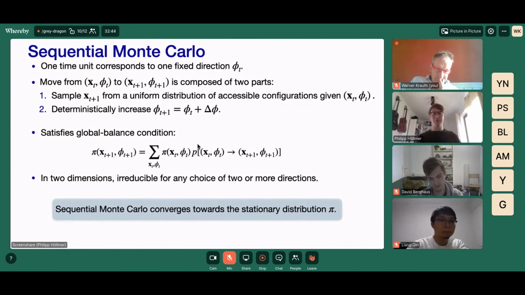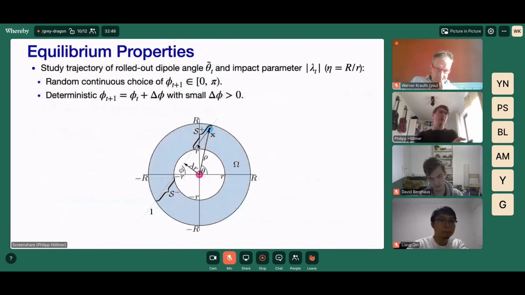So now that we have defined our scheme in which we can study the trajectories, we can look at some equilibrium properties. And as I already said, we are interested in the rotational dynamics. So we study the trajectory of the so-called rolled out dipole angle theta t. With rolled out, I mean that we don't wrap back this dipole angle into the interval from -pi to pi, but it can go over that. And we also study, because it will turn out that it's very closely related, the trajectory of the impact parameter lambda t. Just a reminder, the impact parameter was the signed distance in units of r of this line of the locus single atom move to the origin.